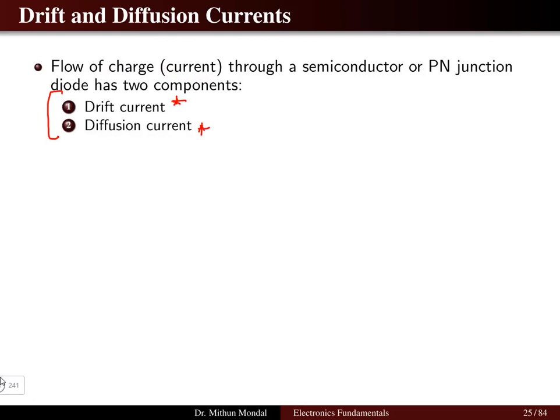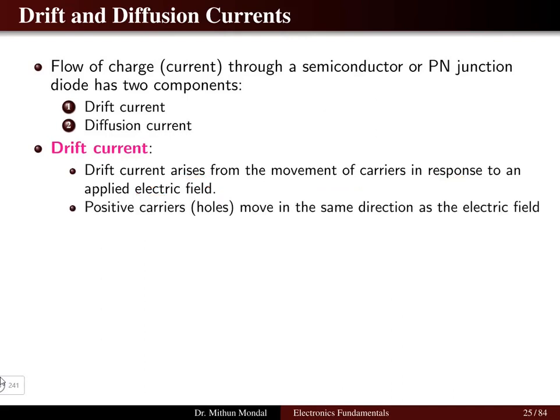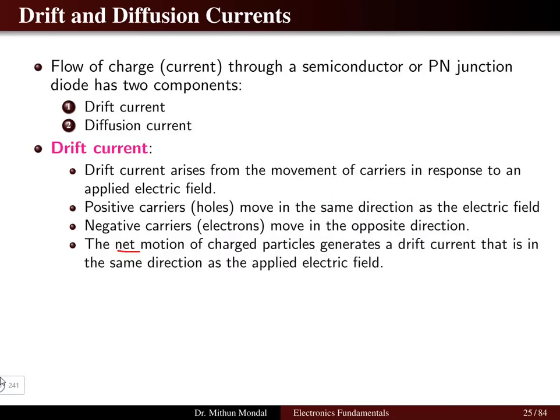Let us see. So when we talk about the drift current, it arises from the movement of carriers in response to an applied electric field. Electric field means the potential which we are applying, and hence the carriers will move. So positive carriers, which are the holes, will move in the same direction as that of the electric field. But if we have the negative carriers, the electrons will move in the opposite direction. And the net motion of the charged particles generates a drift current that is in the same direction as that of the applied electric field.